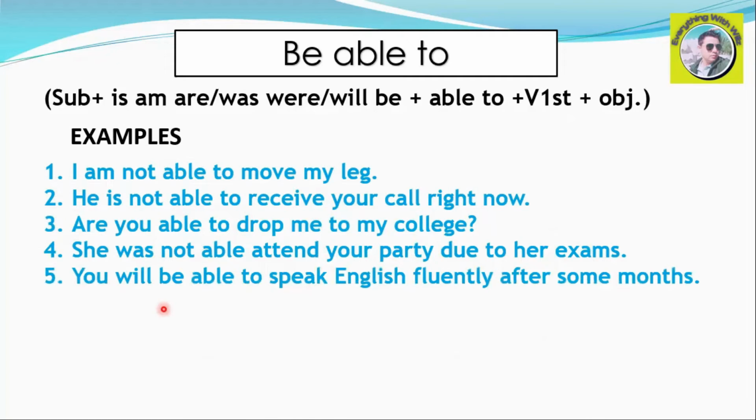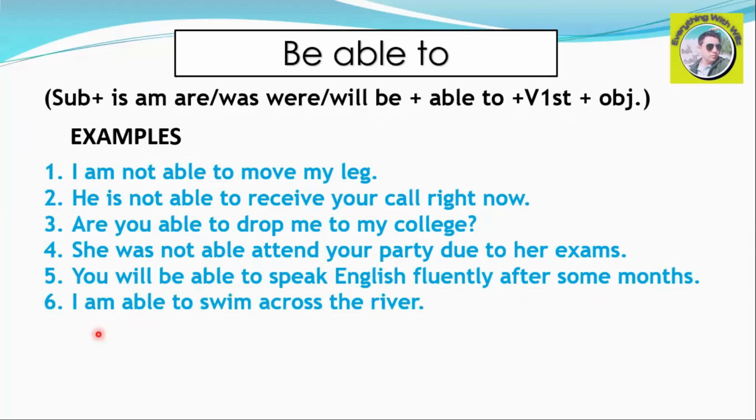Number five is: you will be able to speak English fluently after some months. This means you're telling someone that he or she will have the ability of speaking English in the future. That will be possible for him, but not now, in the future. So when we use "will be," you are showing the ability or capability of someone in the future, not now.